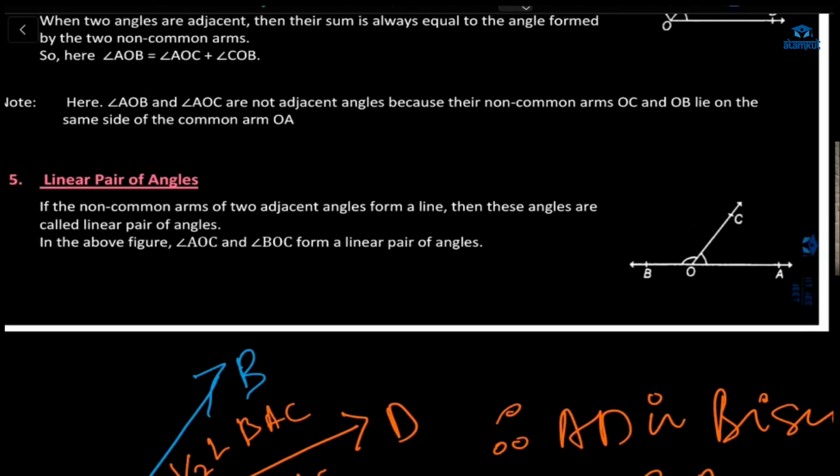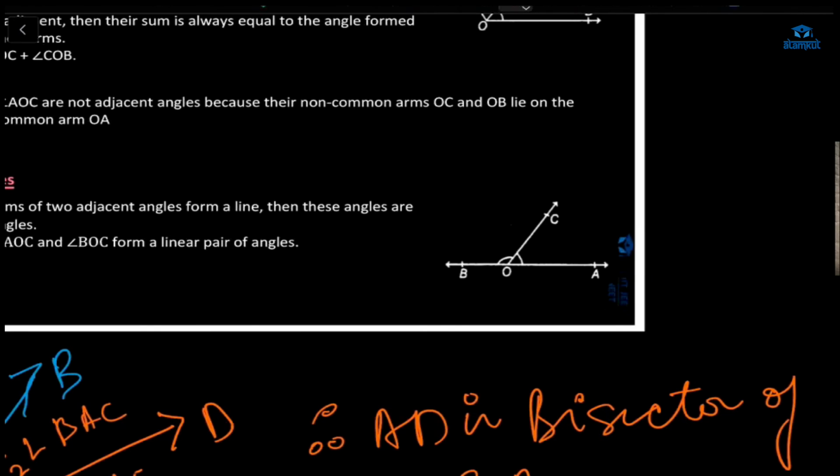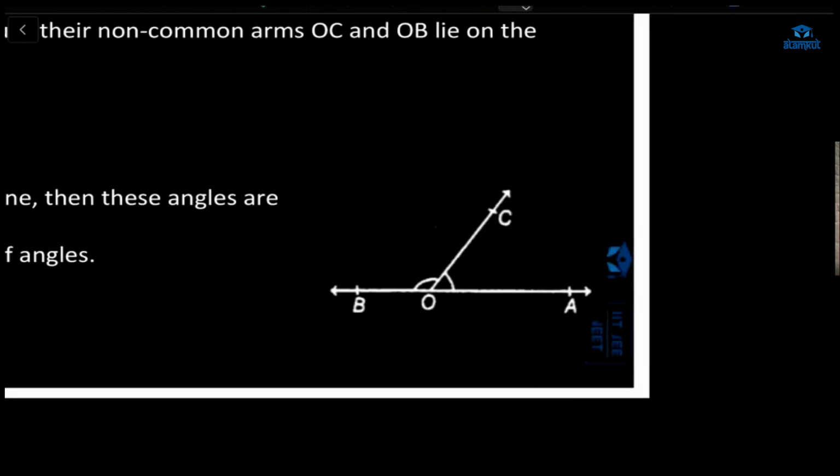The two angles are what? If you see the figure, the two adjacent angles here are AOC and BOC. The common arm is OC, and the non-common arms are on the other two sides, OA and OB, and they are forming a straight line. That means it is a linear pair of angles.